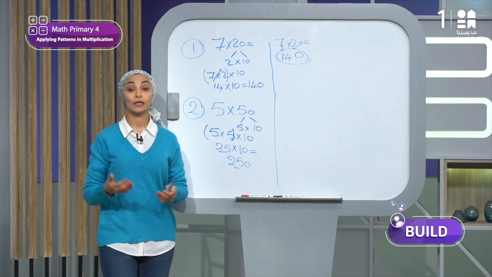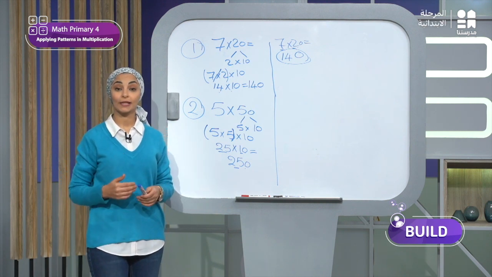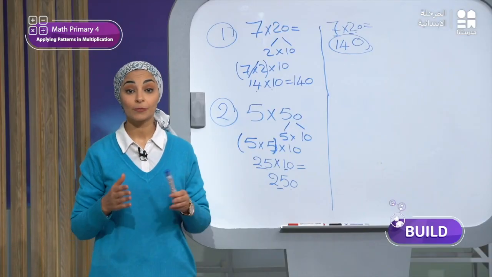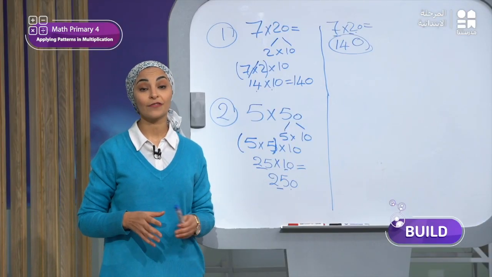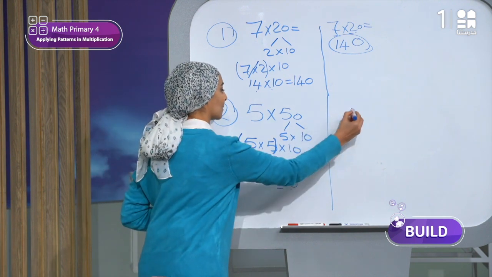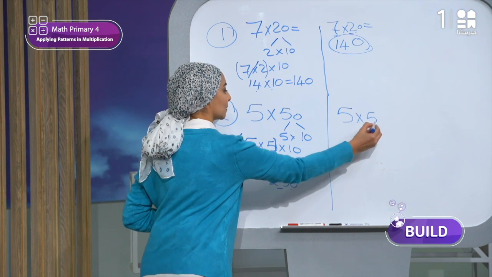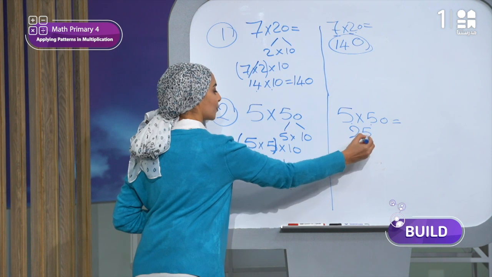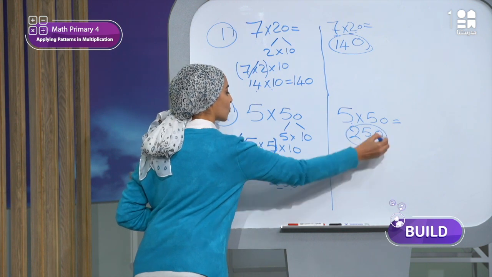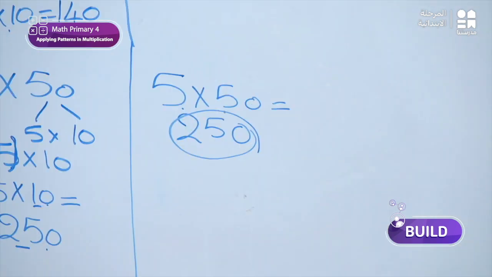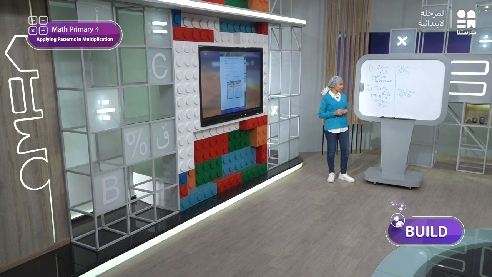Of course, we can use another way. We can use another way to solve the same problem. I can multiply 5 times 5 equals 25 and then add the 0 in the ones place. So 5 times 50, I can solve it: 5 times 5, 25, and put the 0 in the ones place to be 250, which is the same answer. Here in problem number 2, let's move to problem number 3.